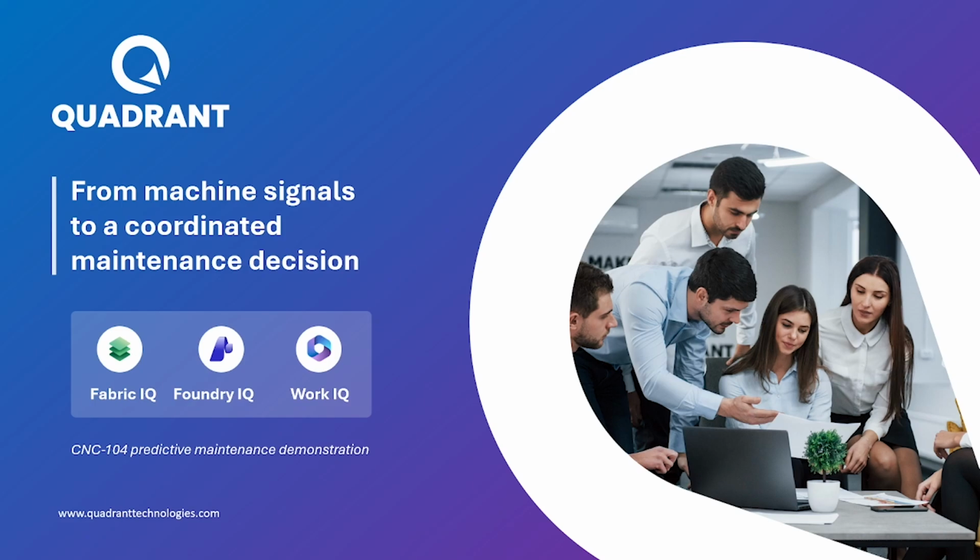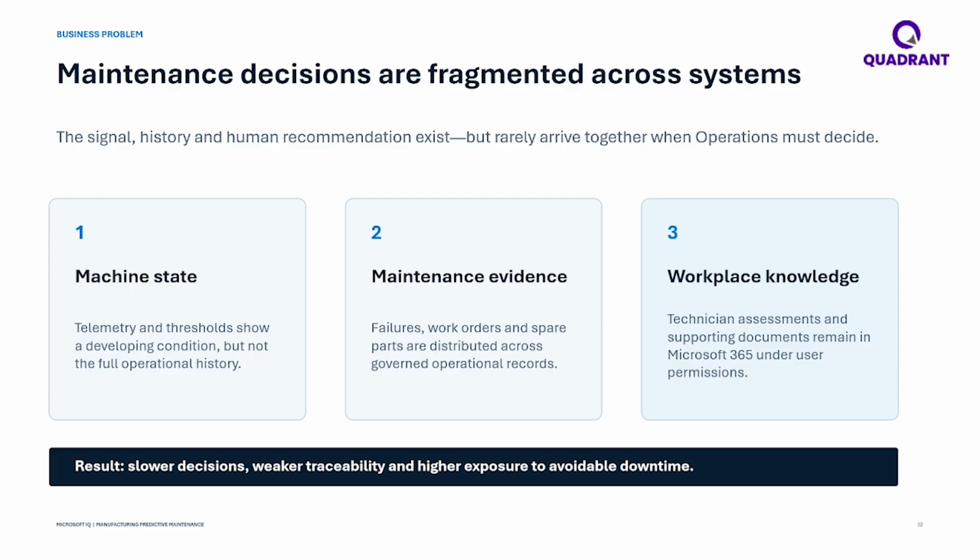Today, I'll demonstrate how Microsoft IQ can help move a manufacturing organization from isolated machine signals to a coordinated maintenance action. Imagine a production line where a CNC machine is still running, but its temperature and vibration have moved beyond safe limits, let's say. The operational data is in the data estate, the machine maintenance history is in the work order systems, and the technician's recommendation is sitting in Microsoft 365.